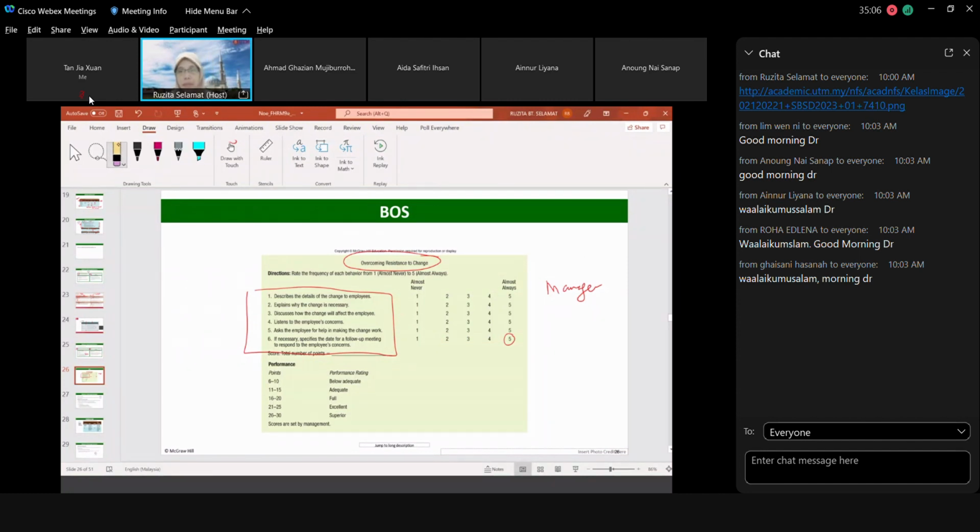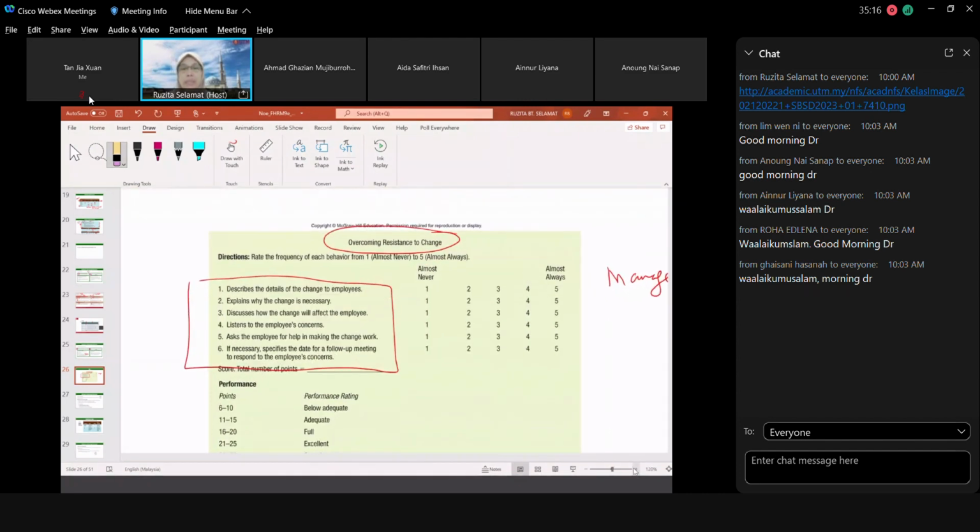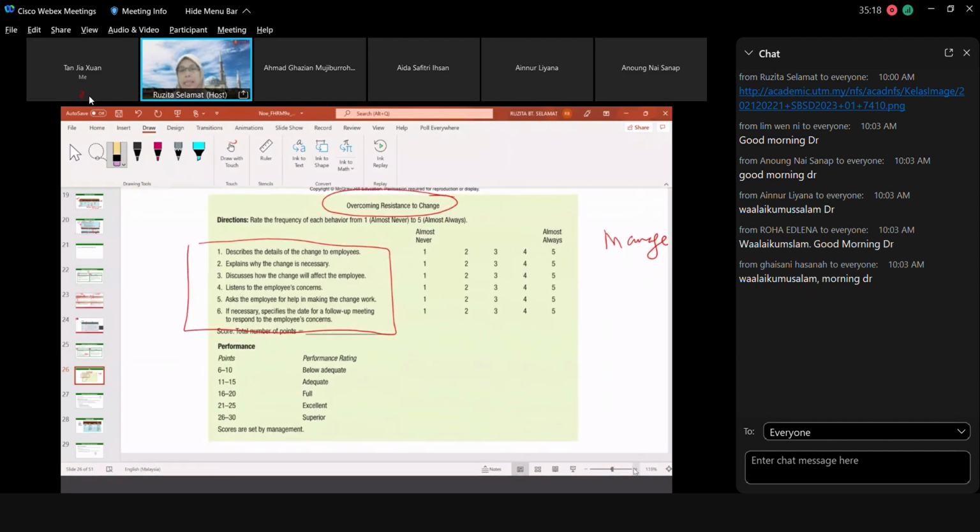All right. So let's say look at the first statement. When changes happen, does the manager describe the details of the changes to the employees? Okay, let's say we are giving this manager a score of 5. Yeah, almost always. Right. Explains why the change is necessary. Okay, maybe not that much. Yeah, not that much explanation. Yeah, we give him 4.